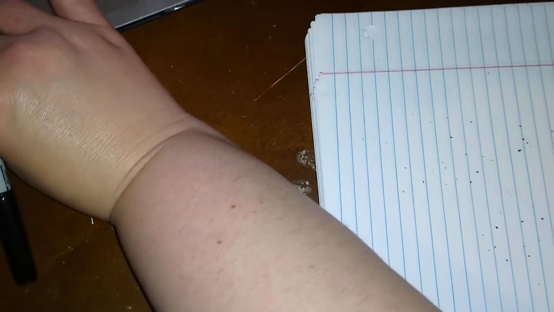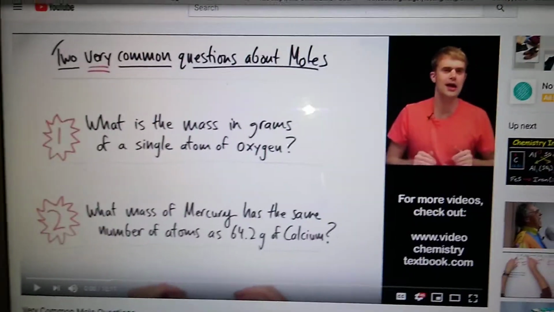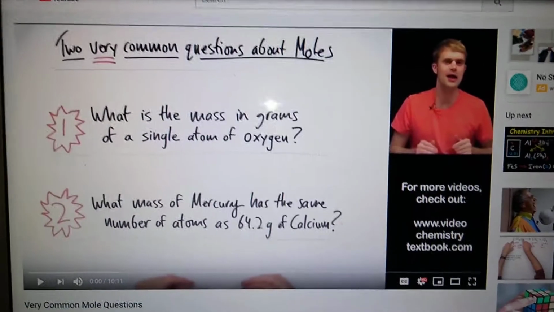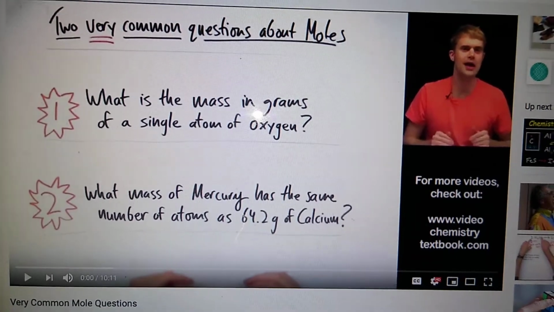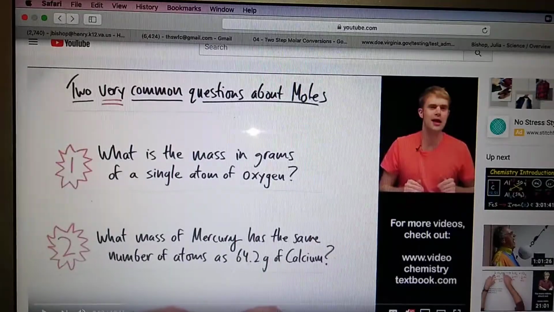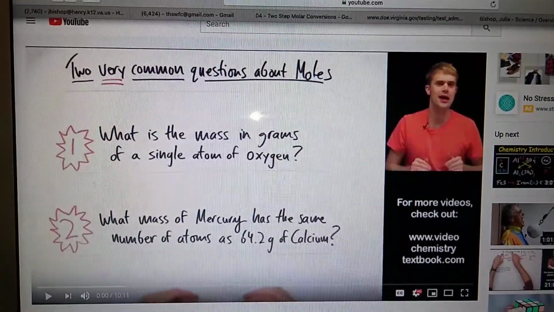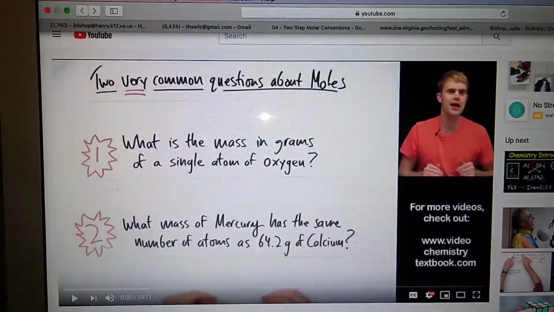Okay, now the last problem that I wanted to do with you was the one that he had. And the reason why I was waiting for this to be last was because it's more of a two-part type of problem. So it's going from one substance to a completely different substance. So it's asking what the mass of mercury has the same number of atoms as 62.4 grams of calcium.